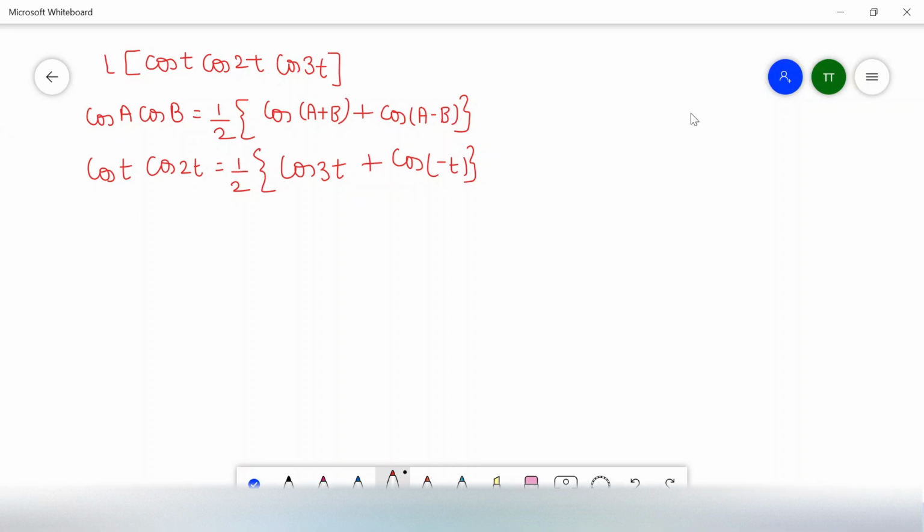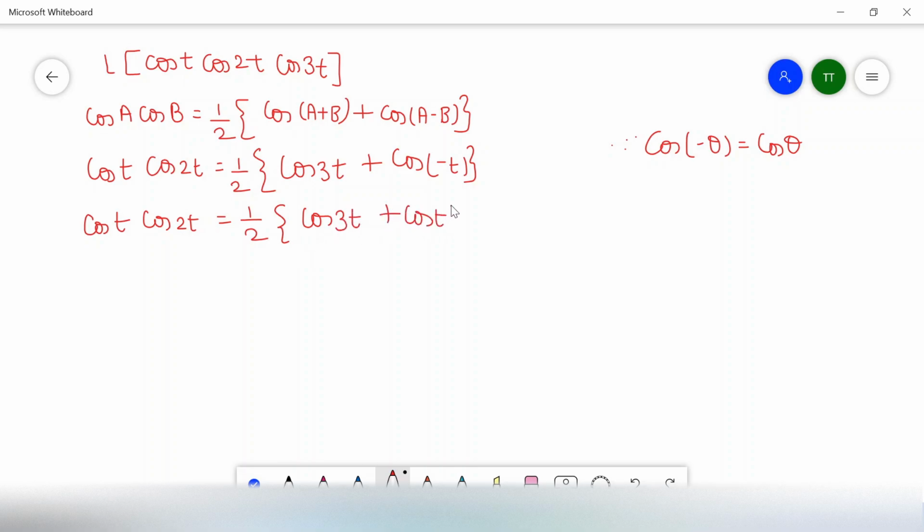Okay, so we know that cos of minus theta is equal to cos theta itself. So cos of minus t will become cos t. So again, cos t cos 2t is equal to half of cos 3t plus cos t. Now again we have to find cos t cos 2t cos 3t.